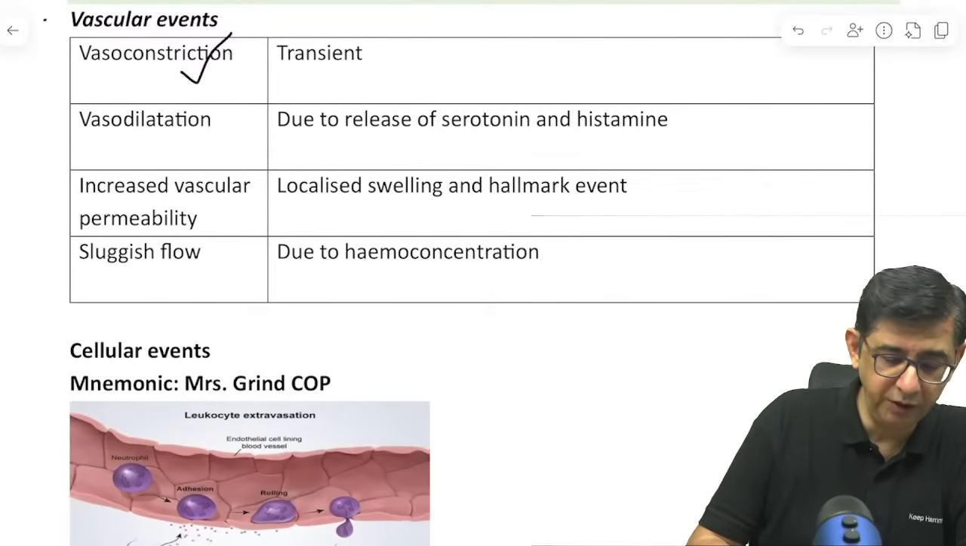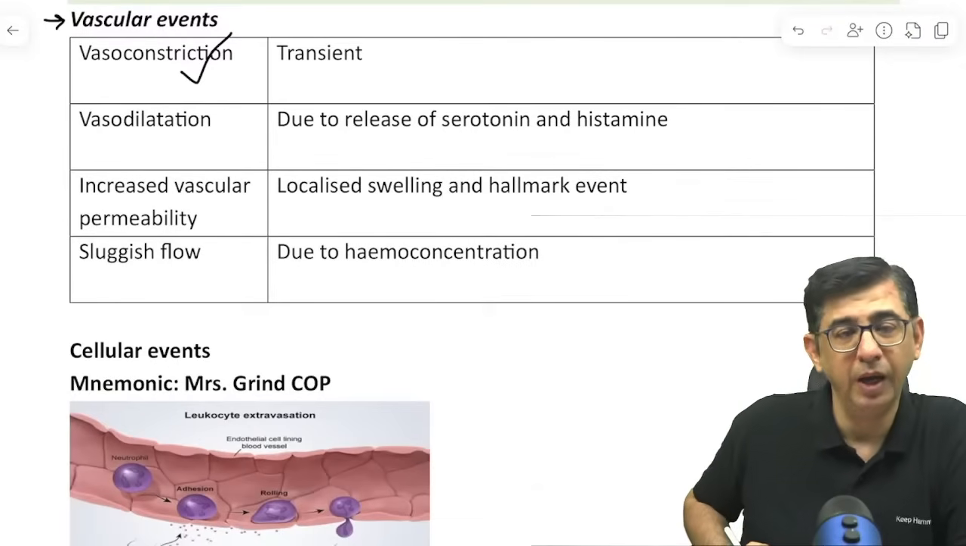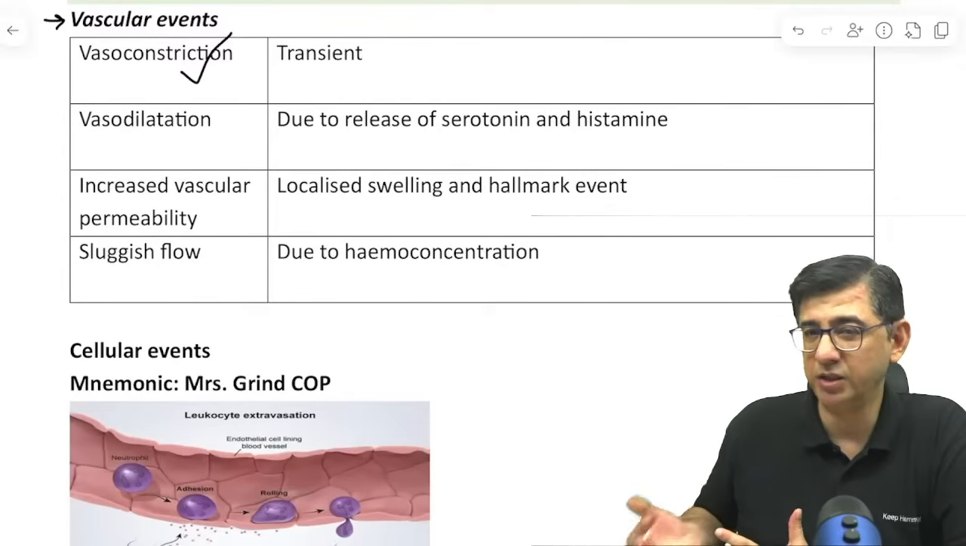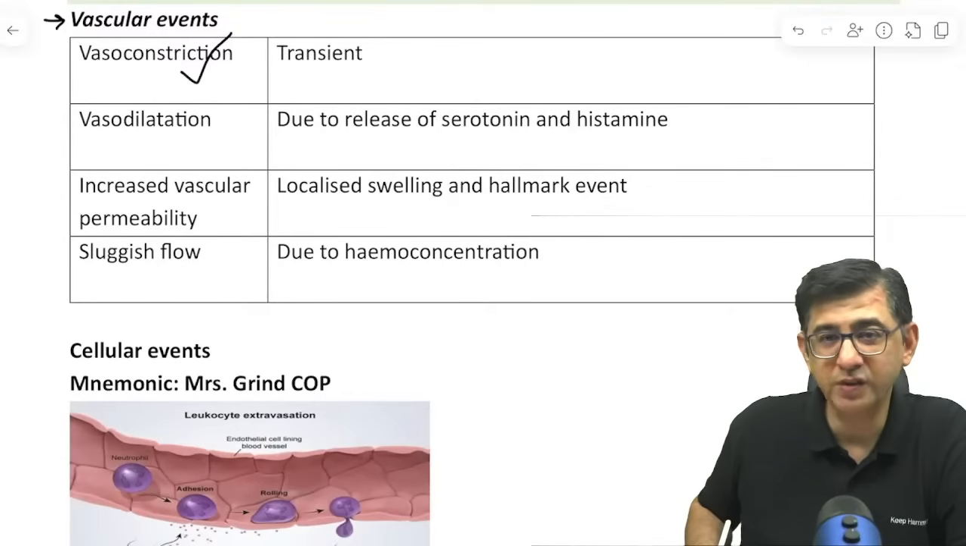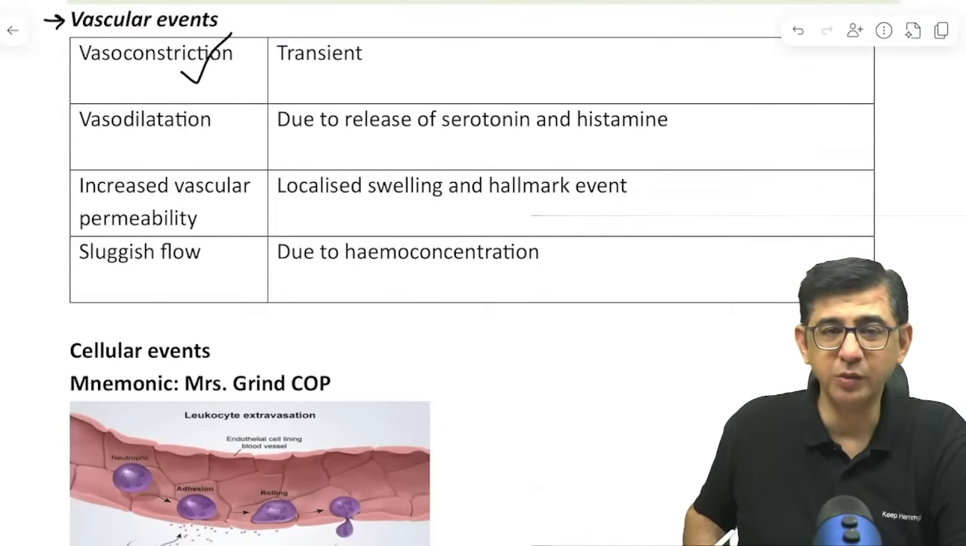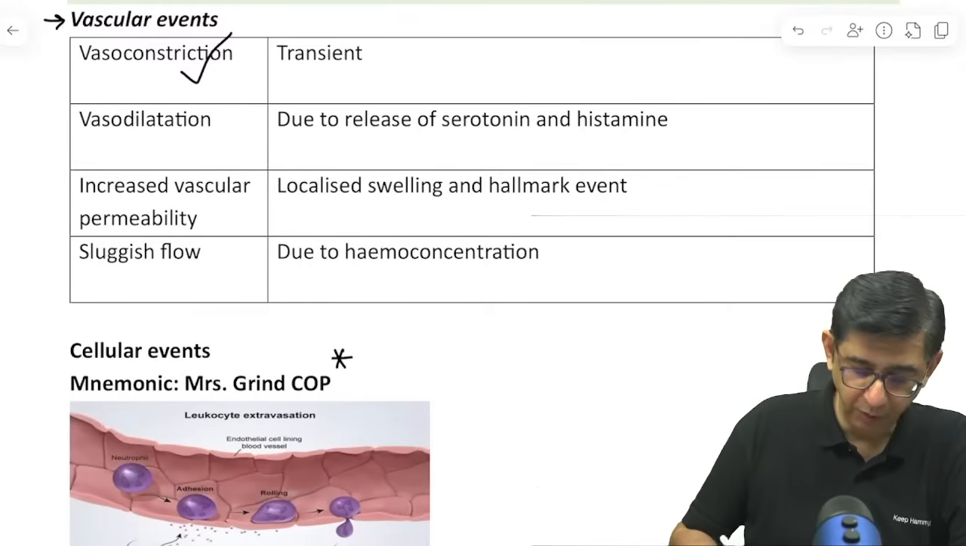In vascular events, I will only say this much: what is the initial event? It is vasoconstriction. But then subsequently are the cellular events, for which we read about margination, rolling, role of selectin, then integrin role, and then diapedesis and transmigration. So let us practice that with the help of a mnemonic by the name of Mrs. Grindcop.